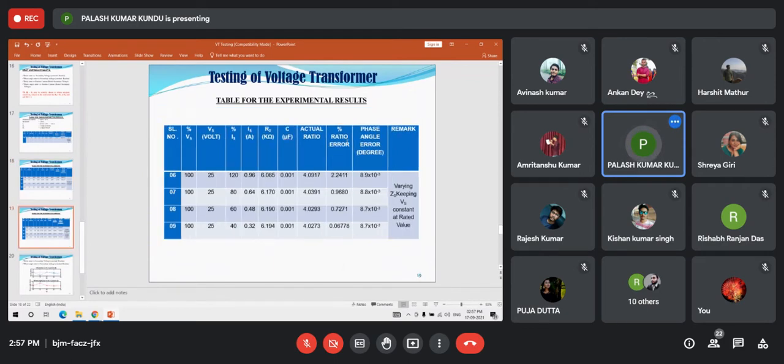And this result is for varying the burden impedance and keeping the secondary voltage constant at the rated value. So how could this be achieved? The secondary current must vary according to the rated value, that is 0.8 ampere. This is the percentage value.